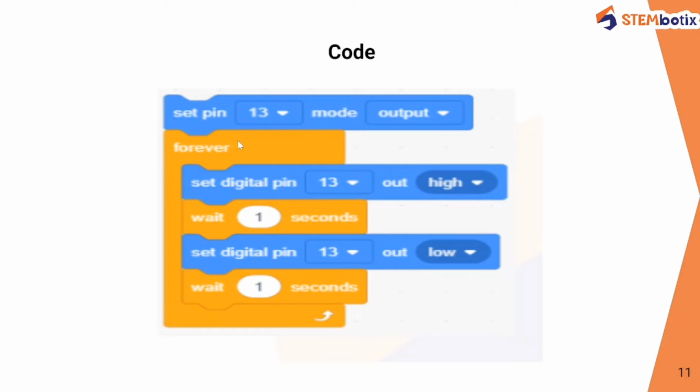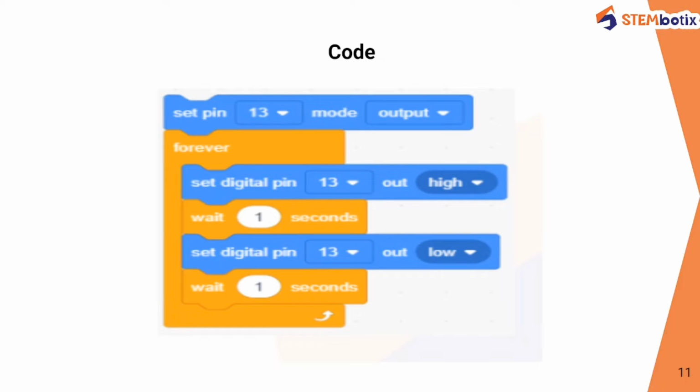So here we take a forever loop, and in this loop we will write a code like set digital pin 13 output is high and wait for 1 second. We can manage this second as per our requirement, at how much time we need to delay the high and low time of an LED, or in between a blink. That time we can decide as per our requirement. Then we will put here a wait 1 second block.